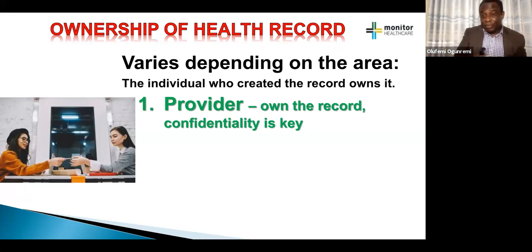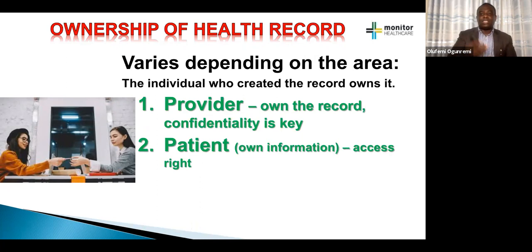I can say in the UK, that's not really correct, because in the UK it is said that the state owns the record. You understand? Of course, the practice will gather the record for the state. So it's not owned by the patient, and it's not owned by the provider. It's actually owned by the state in the UK. Now, when we look at other countries and various places, there are different rules that guide that.